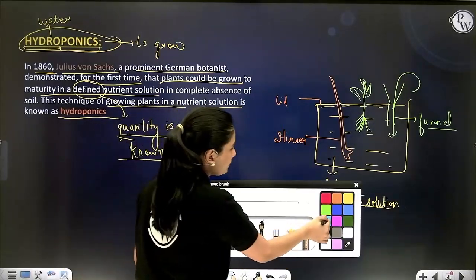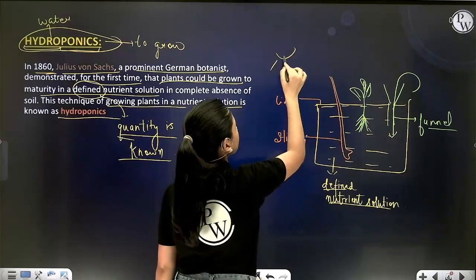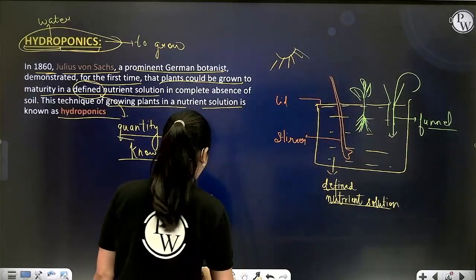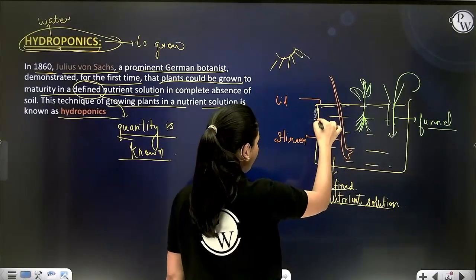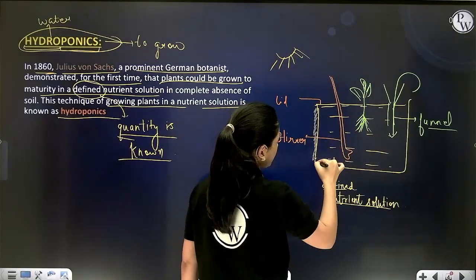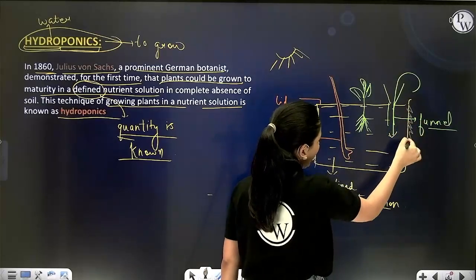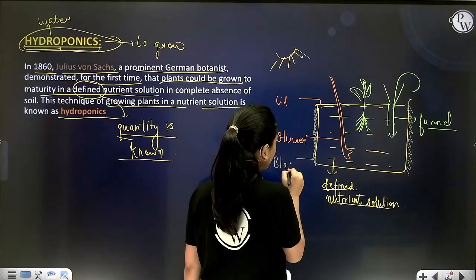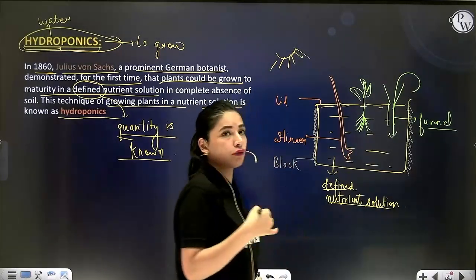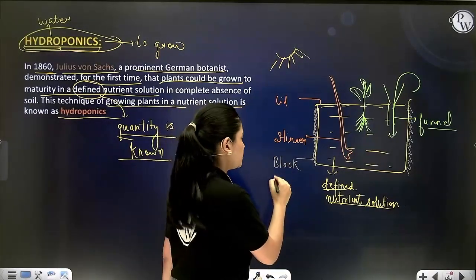Plus you have to keep this setup under the sun. Right? And you also have to cover this entire setup with a black sheet. Why with a black sheet? Because to avoid any contamination due to the growth of bacteria or fungi.